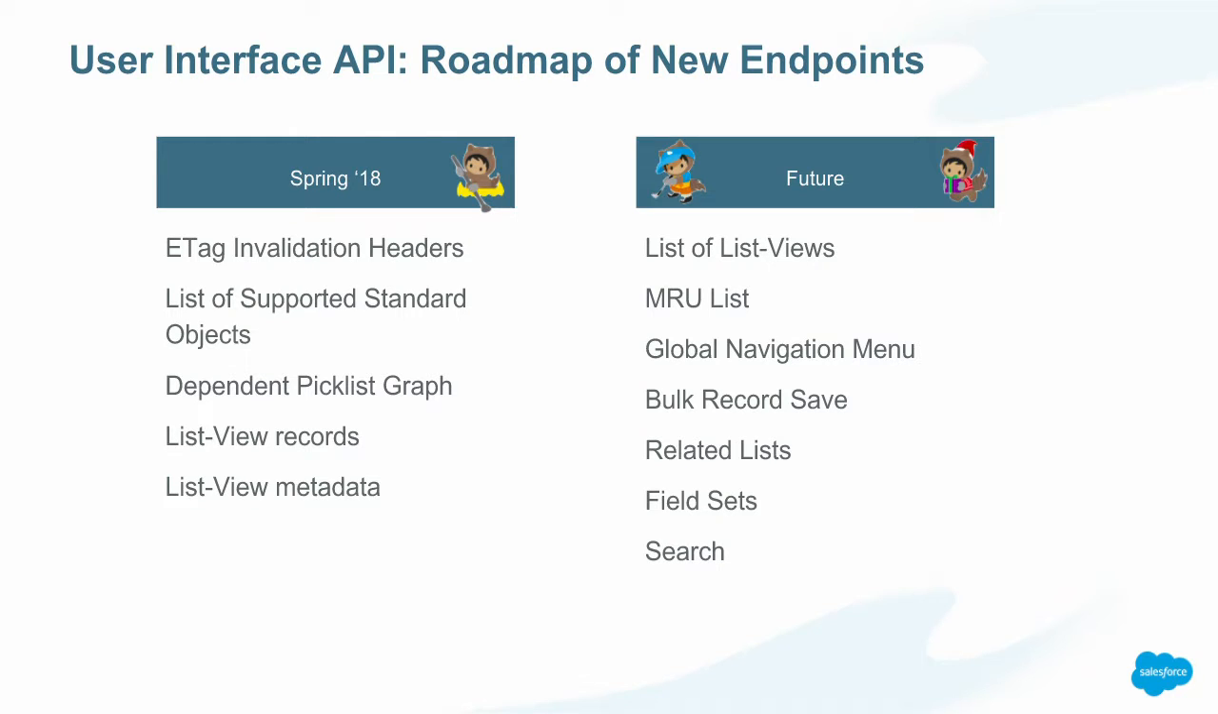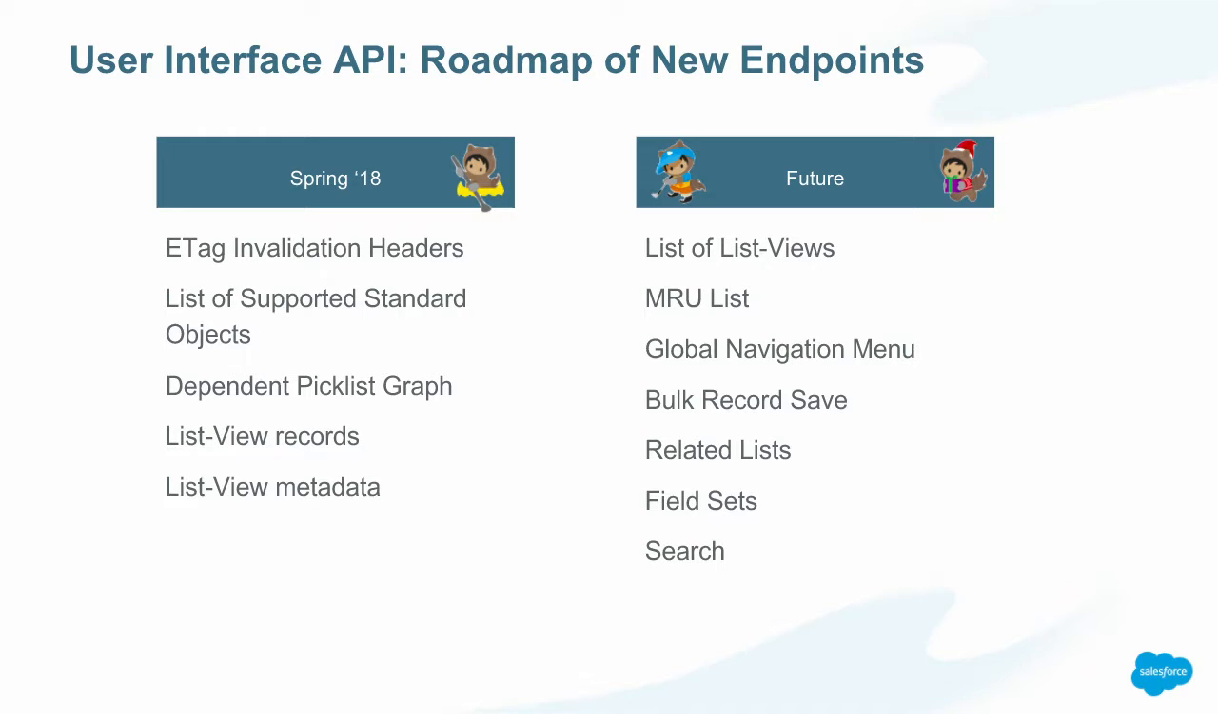So you hit the endpoint, it tells you all the objects that are supported. Most of them are. Lists are coming. Lists are really, really cool. You'll be able to actually fetch a list of records based on list view ID, as well as get list metadata, the column, sort order, et cetera. And then you also saw the dependent pick list graph.